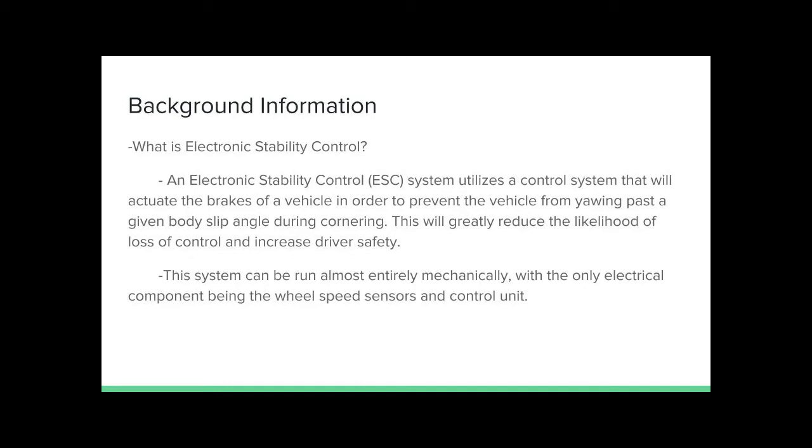It does that through a system of logic and sensors, both sensing wheel speed using the ABS system that's already installed on cars, and it also uses a yaw sensor within the car to determine whether it is rotating more than it is supposed to get around a turn. This system can be run almost entirely mechanically, and it is actually now mandated for all new cars sold within the United States as of 2011.